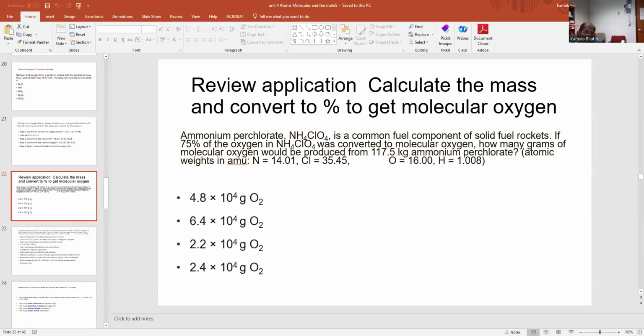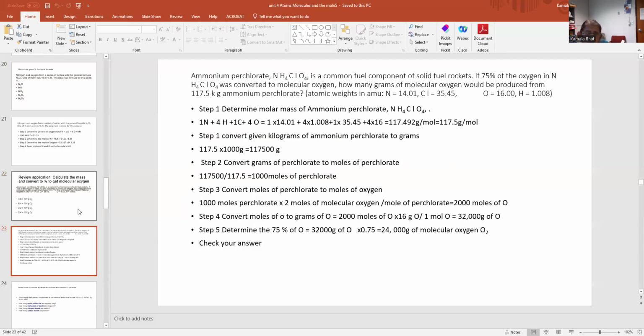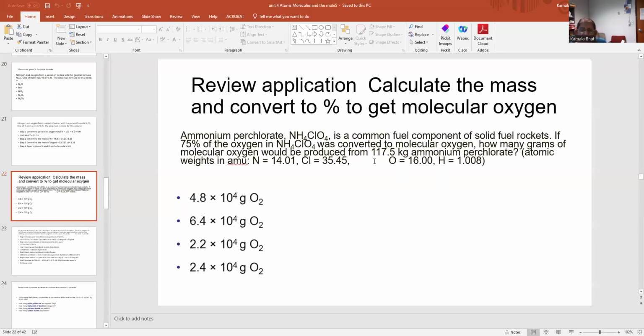Now, from now onwards, in between all of these are different types of review application questions. Some of them I have solved, and some I will solve to show you. Let me see, I think I've solved this question. This is a review application: calculate the mass and convert to percentage to get molar oxygen.